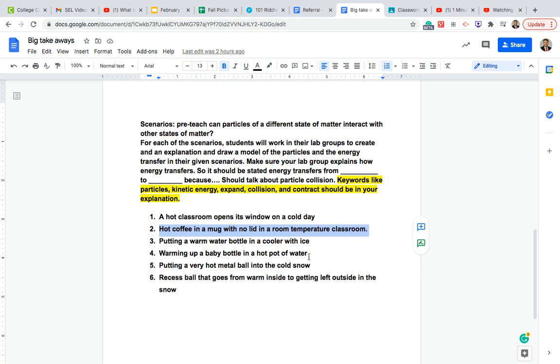The big two we really focused on, because two of these are going to be focused in an assessment coming up tomorrow, we really focused on putting a warm water bottle in a cold cooler with ice, and putting a warm baby bottle in a hot pot of water. Those are some ones that we focused on. Nudge, nudge, wink, wink, because I want you to do as well as you can.